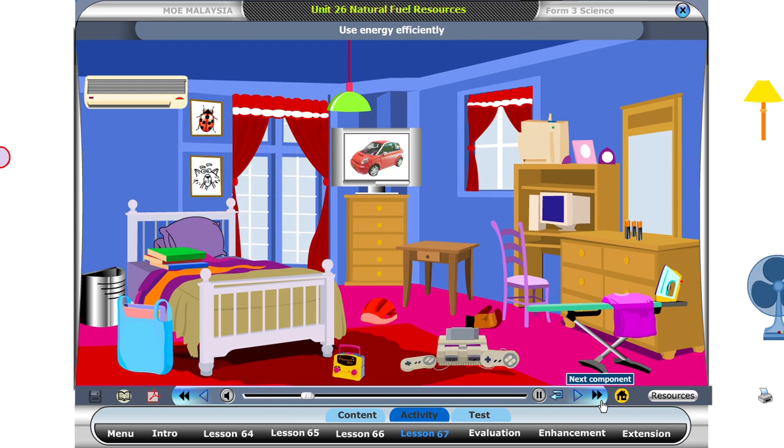Look! No one is around, and yet many things are left switched on. Can you help to conserve energy in this room? Click on an object to find out.